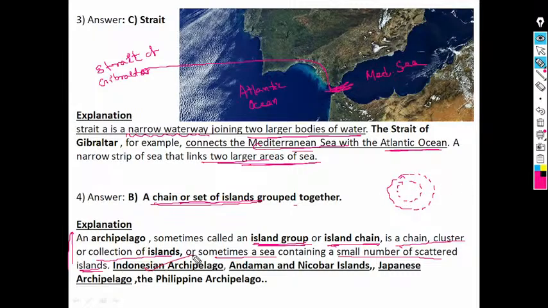Archipelago. For example, the Indonesian archipelago, including Sumatra and Java also. Then Andaman and Nicobar Islands. Then the Japanese archipelago. Then the Philippines archipelago. These are the island chains that connect as an archipelago, a set or chain of islands particularly.